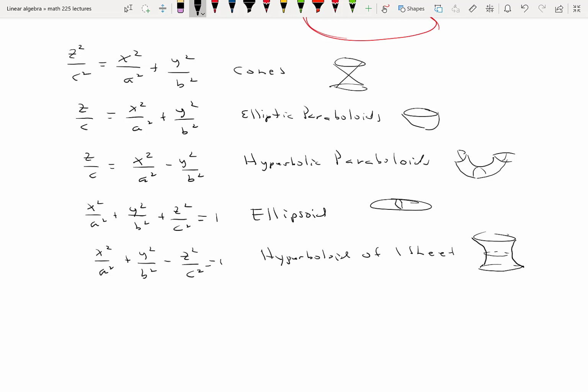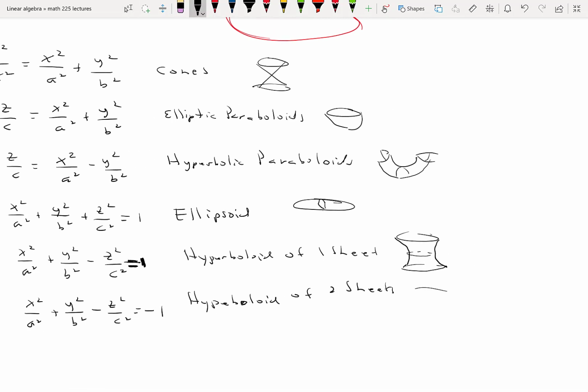Okay, and finally, the last one, hyperboloids of two sheets, plus, plus, minus, minus. Hyperboloid of one sheet, plus, plus, minus, plus. Hyperboloid of two sheets, plus, plus, minus, minus. That gives you your portion that opens up, portion that opens down. I'll put the axis in here.